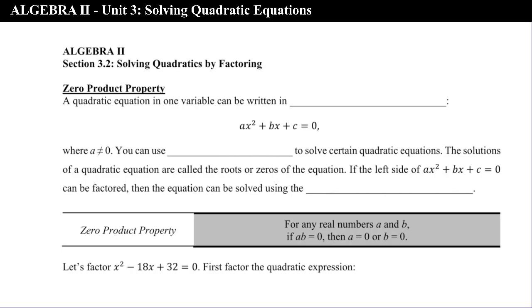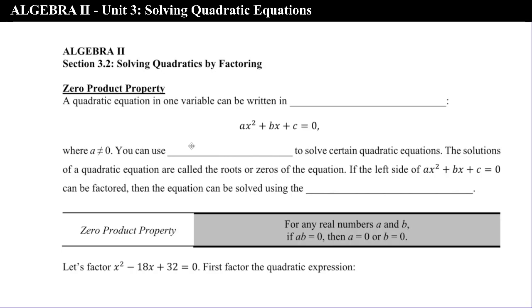So in the last section we talked about solving by graphing, but we can only do so much with graphing to be able to solve quadratic equations. So we need a better way to get more exact answers. And we can do that by factoring. So let's cover first the zero product property.